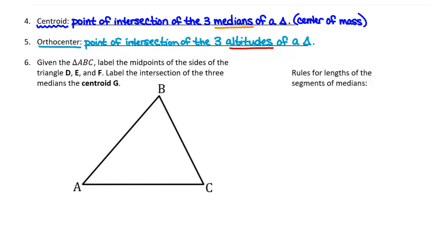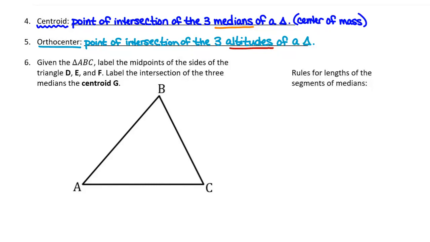So on Friday, we defined 4 new vocabulary words. We talked about altitudes and medians. An altitude is where I go from a vertex to the opposite side, and when it hits the opposite side, it makes a right angle. A median goes from a vertex to the opposite side, only it hits the midpoint of the opposite side.